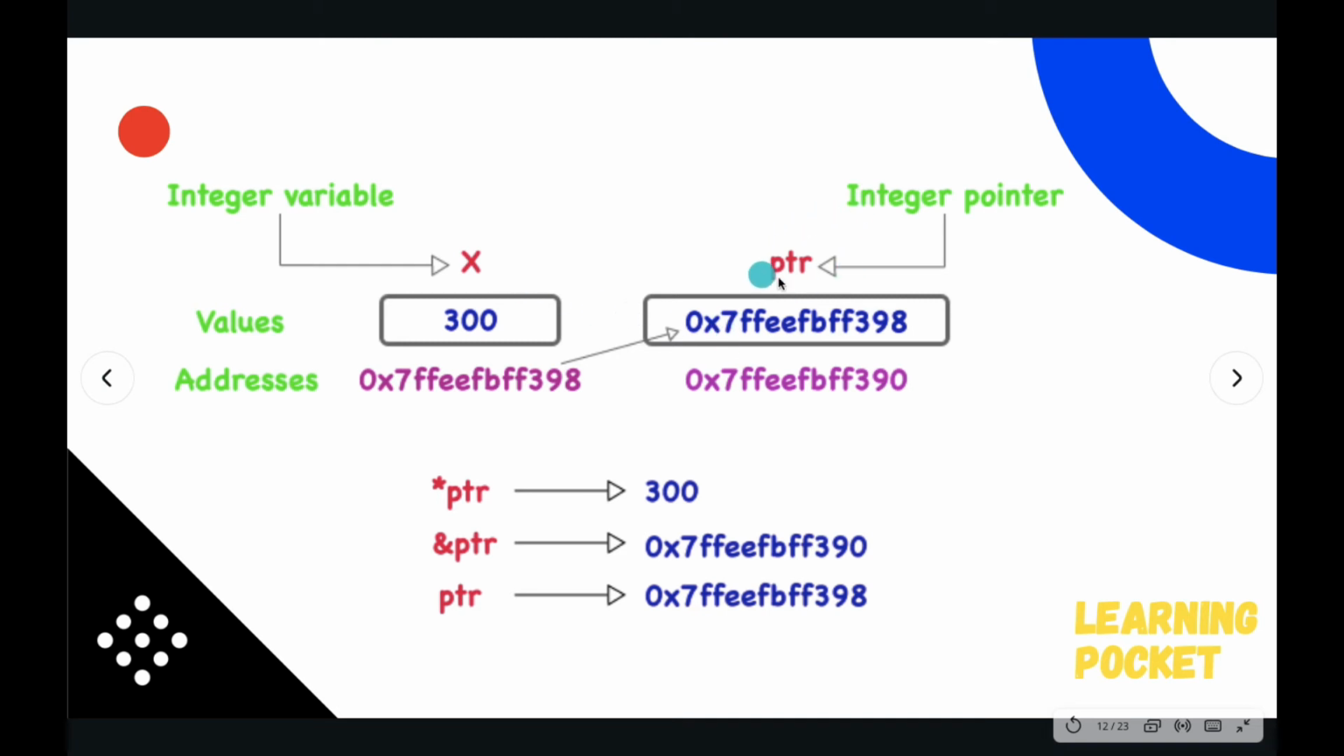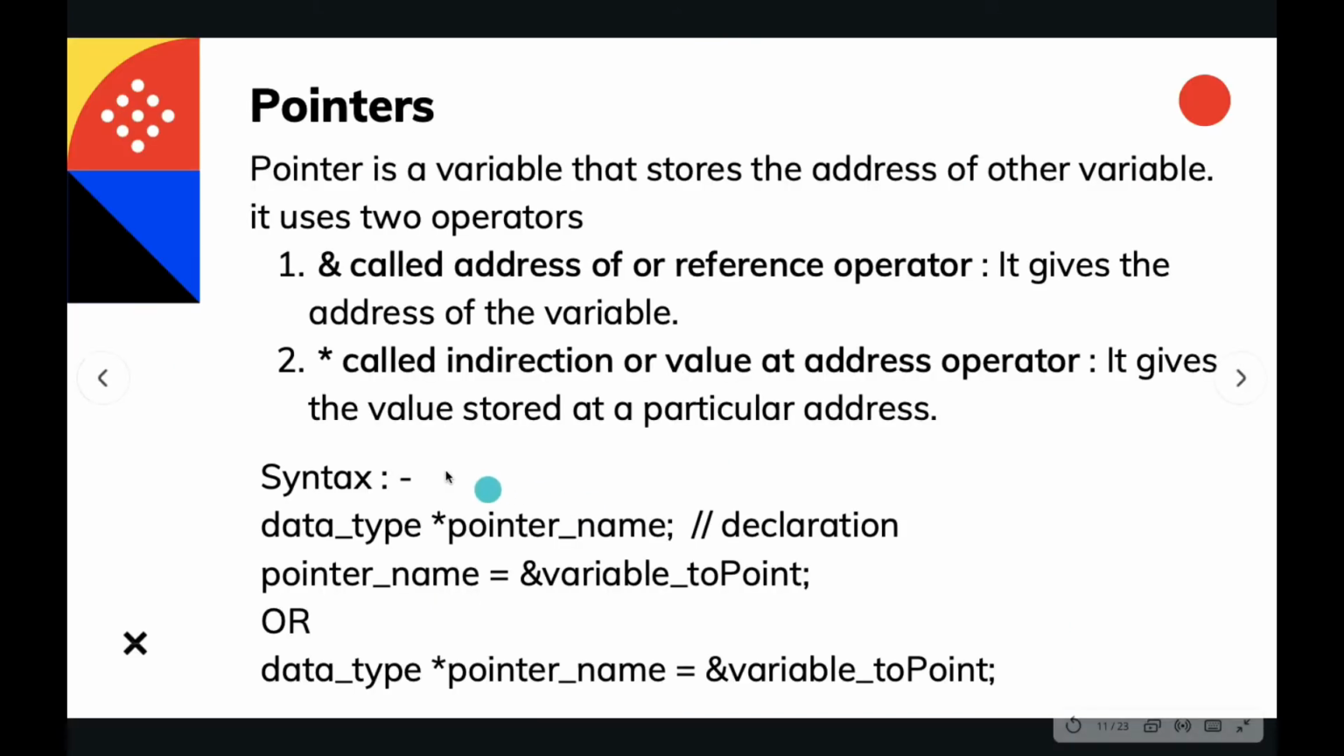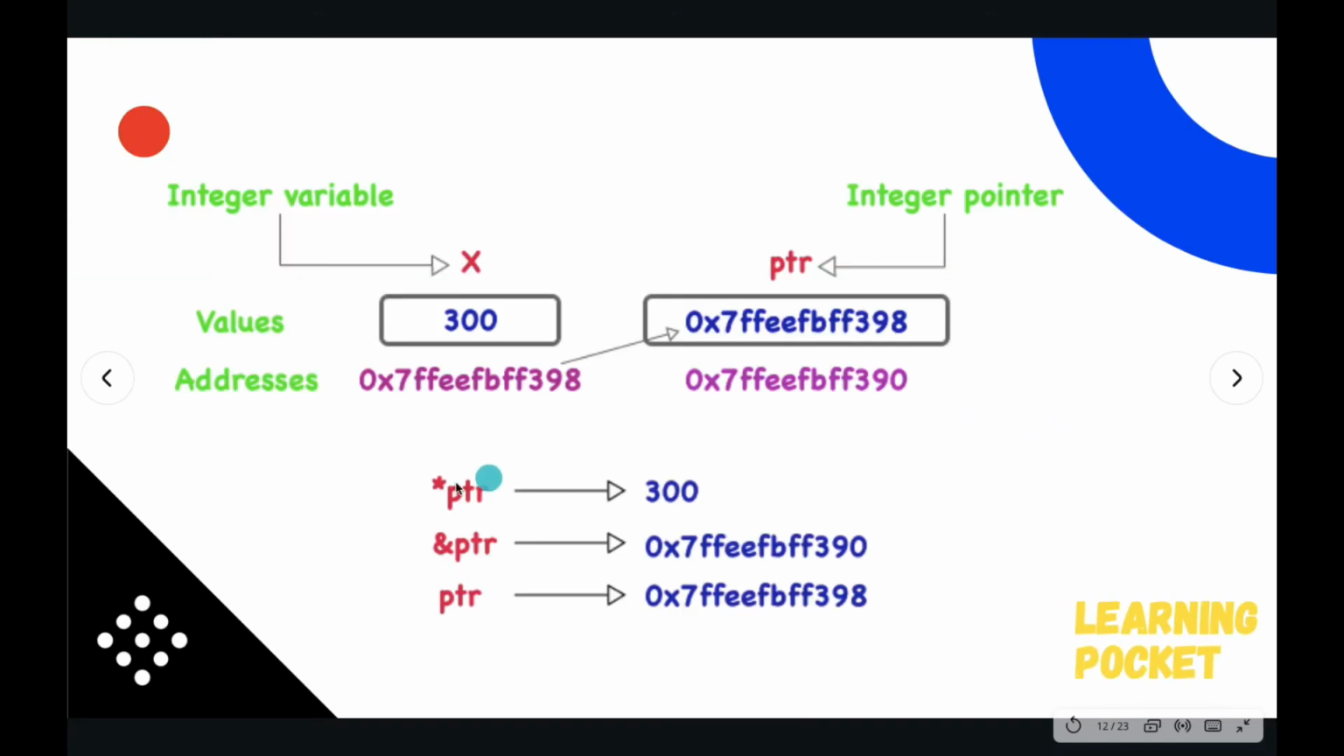Okay, and we have this ptr as an integer pointer, and the pointer itself has its own address because it is going to get a memory block also. It is going to have its own address also. So now what we can do, we can access the value of x, or we can access the value of the variable the pointer is pointing to, and for that we have an operator that is the indirection, or you can say value at address operator. You can read it as value at the particular address the ptr is storing.